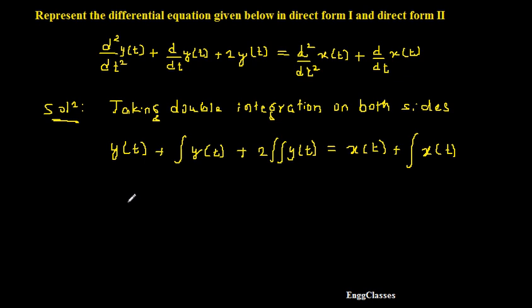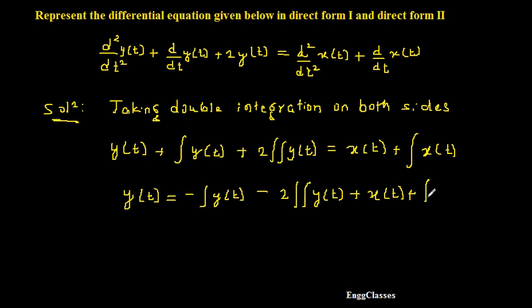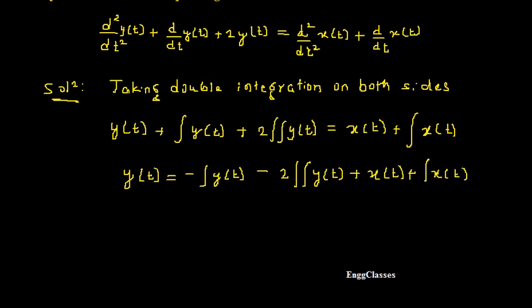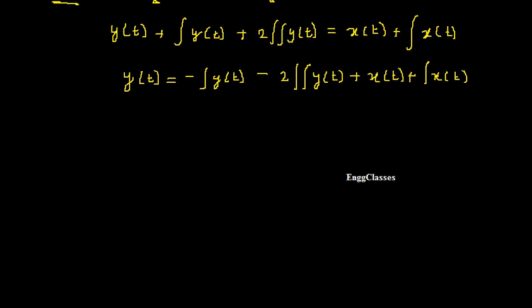So from this, write the expression for y of t. So what is y of t? Y of t is equal to, just take everything to the right hand side, and I'm going to get minus integration y of t, the first term, minus 2 times double integration of y of t plus x of t plus integration of x of t. For such an equation, I need to sketch direct form 1 first, and later I can sketch direct form 2.